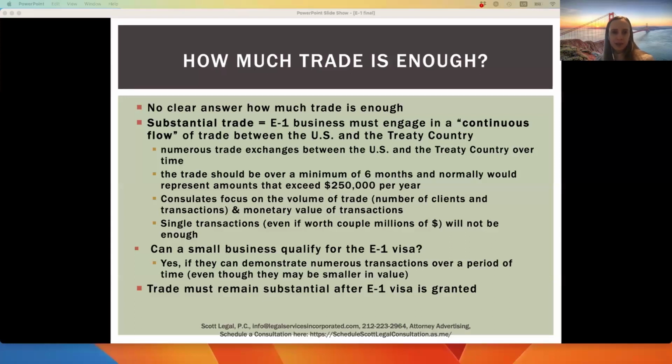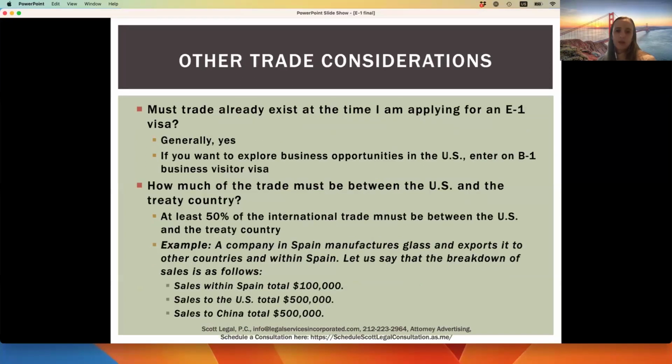Another thing to keep in mind here is that you do have to show that the trade is substantial at the time you apply for the E-1 visa, but the trade must also stay substantial after your E-1 visa is granted. Because let's say that it substantially drops, then you may have a very difficult time renewing the visa.